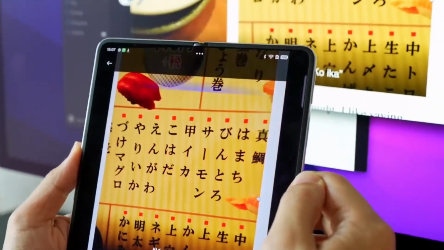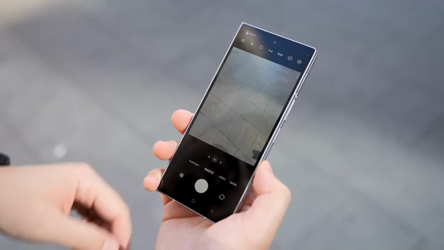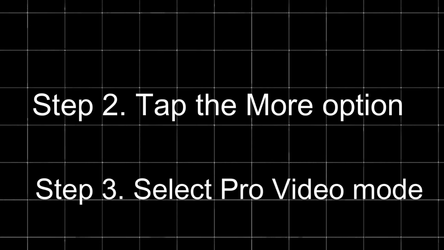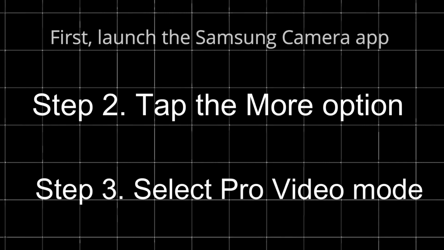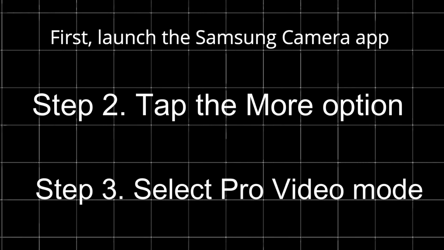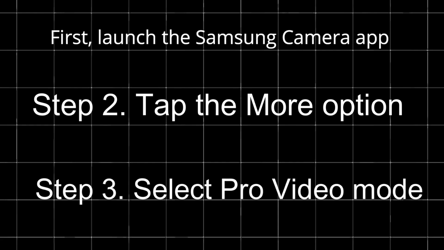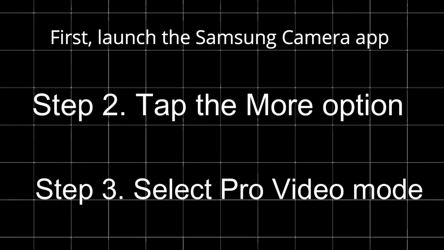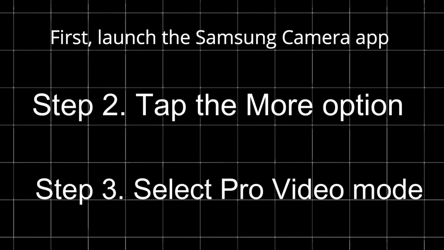You may simply obtain Galaxy Log Video by following a few easy steps. So first, launch the Samsung Camera app. Step 2. Tap the More option. Step 3. Select Pro Video Mode. From there, press the Load button at the top of the screen.